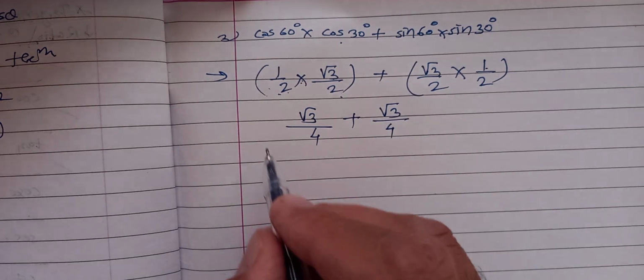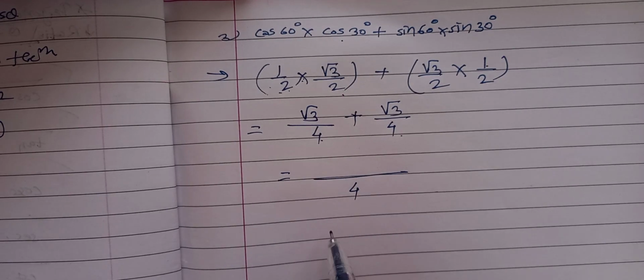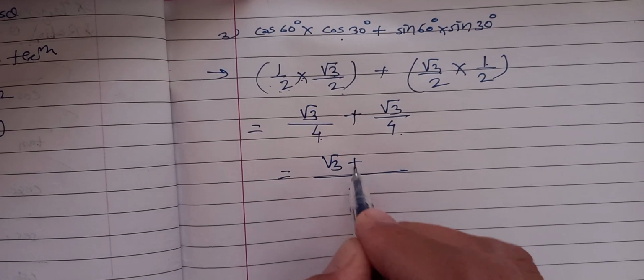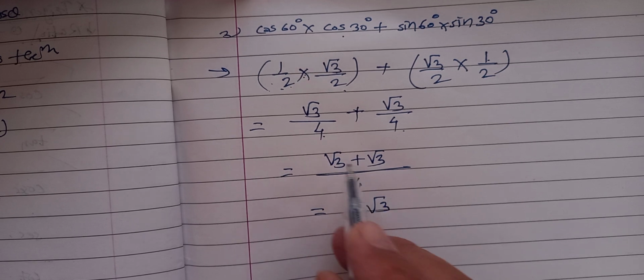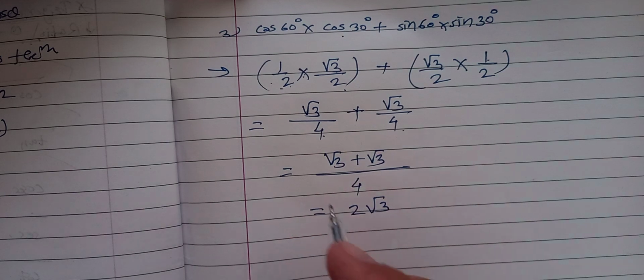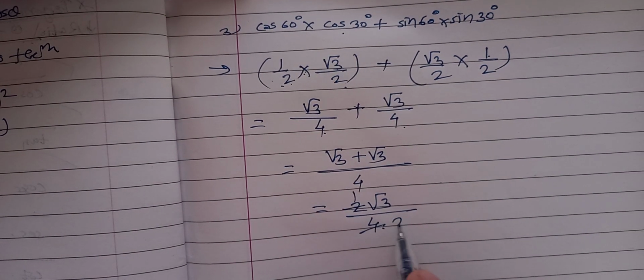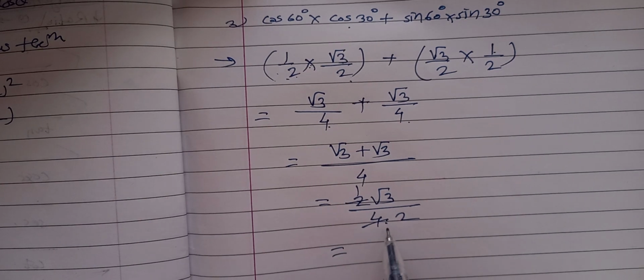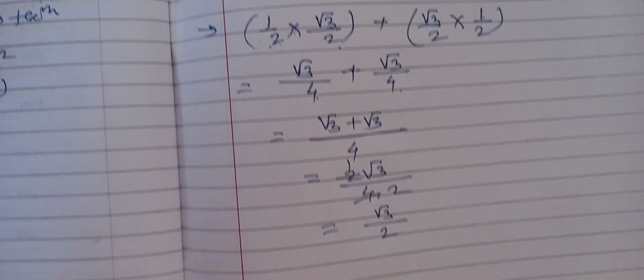Now here this denominator is the same, addition is there, so write it one time. So here root 3 plus root 3. So what is root 3 plus root 3? 2 root 3, not root 6. Using the laws of surds, 2 root 3 upon 4. So here you can divide. 2 ones are 2, 2 twos are 4. So it is root 3 upon 2 is the answer.